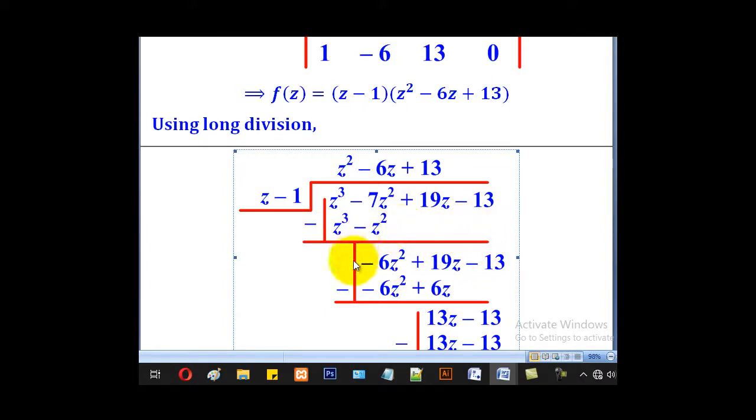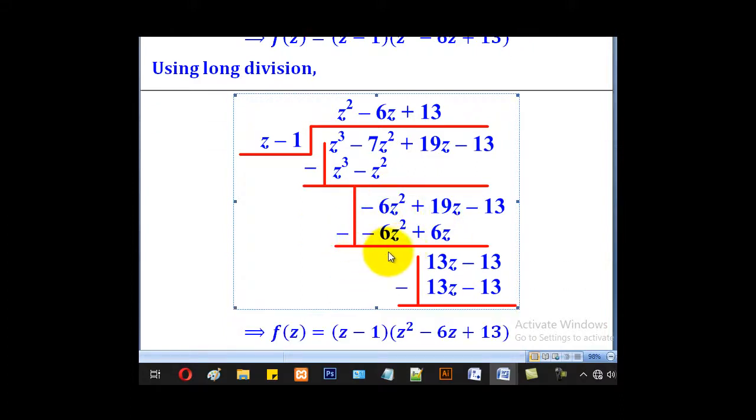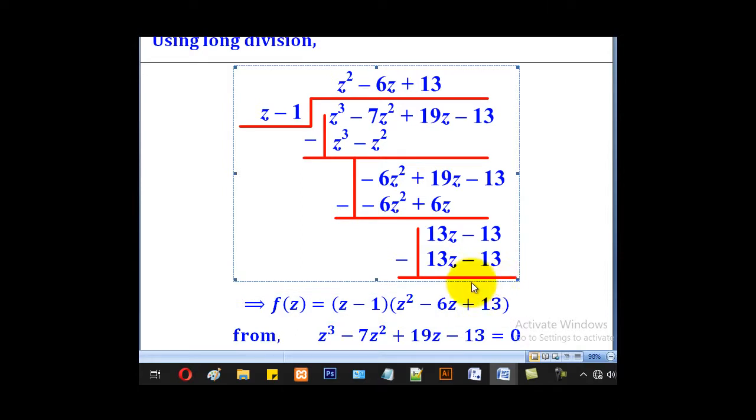After that, you still repeat the same procedure. Get this highest degree divided by the highest degree here to get negative 6z. So negative 6z multiplied throughout, you get negative 6z squared plus 6z. Still do the same, subtract. Here it will be 0. Here it will be 13z. Here it will be negative 13. So still the highest power, which is 13z, divided by the highest power here, which is z, you get 13. 13 multiplied out by this, you get this. So when you subtract, you get 0.